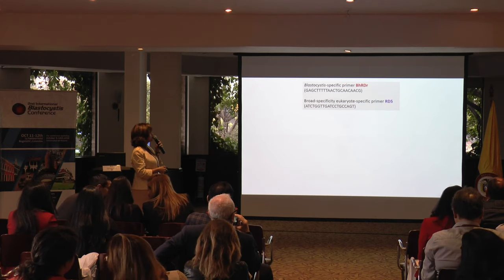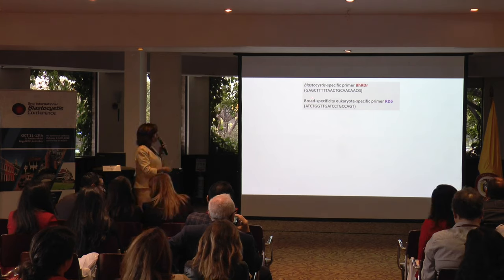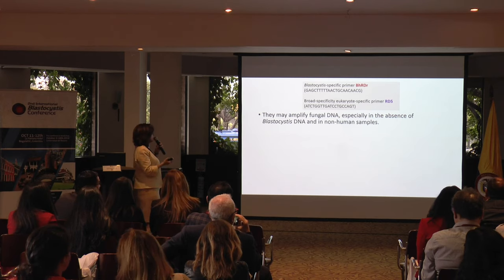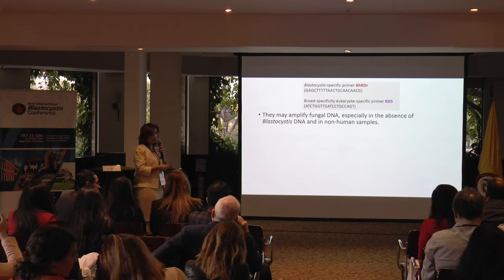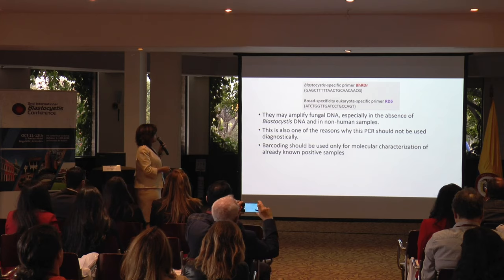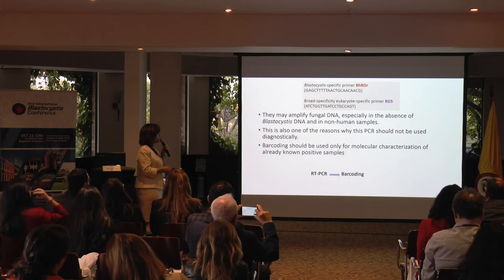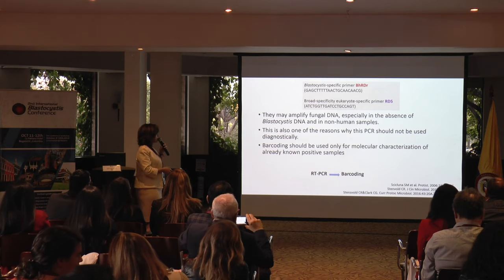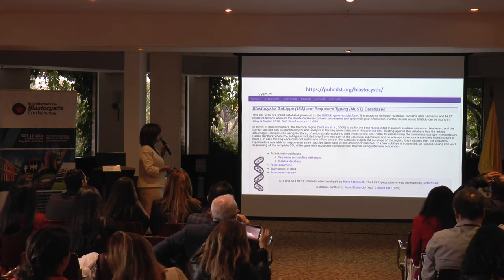And for barcoding, we can use two primers. The first one is a Blastocystis genus-specific primer, and the other is a broad specificity, eukaryote-specific primer. For this reason, we can get some results according to fungal DNA, especially in the absence of Blastocystis DNA and in non-human samples. It is also one of the reasons why this PCR should not be used diagnostically. And barcoding should be used only for molecular characterization of already known positive samples. So first, real-time PCR, and then we can use barcoding. And in the workshop, we study with this web page and this system.